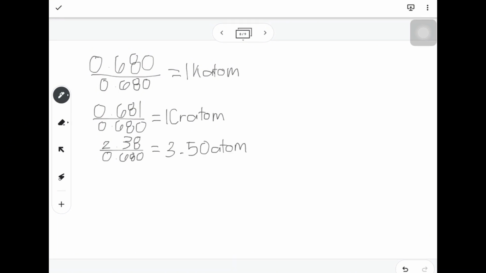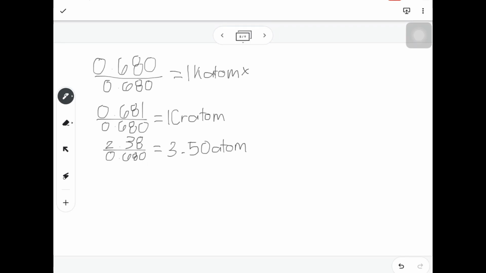Because it is in decimal form, we need to convert it into whole number form. Think of the smallest integer that when you multiply it by 3.5 results in a whole number. If the number you thought of is 2, then you're correct. 3.5 times 2 results in 7. It is now a whole number.